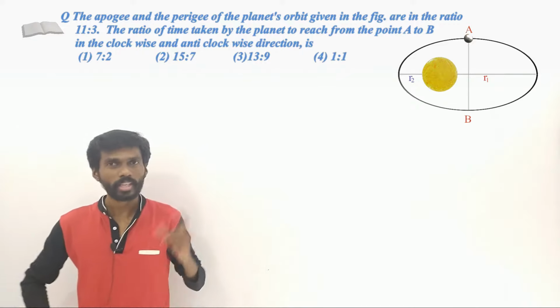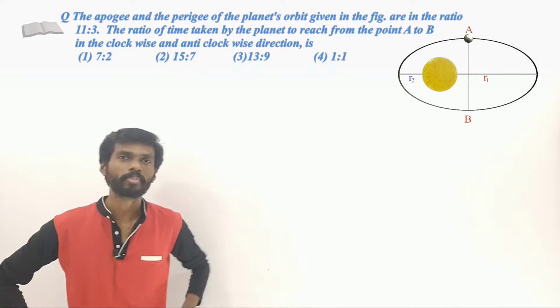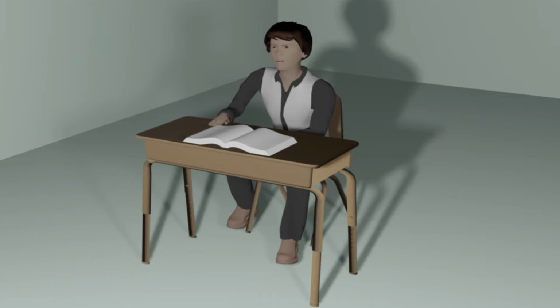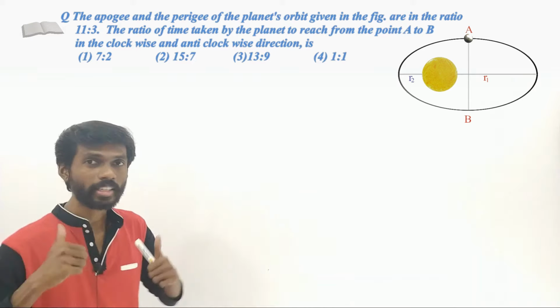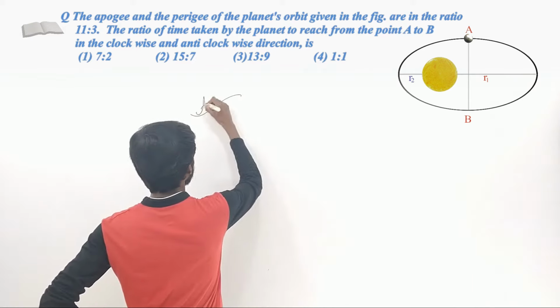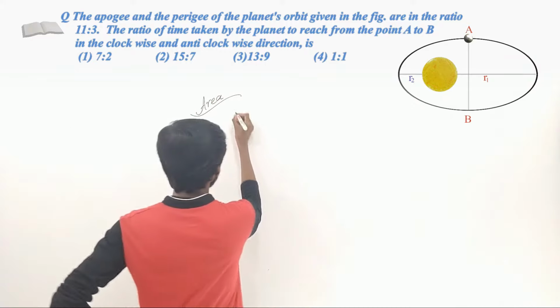But in both cases, it has to cover the same distance. So it will take the same amount of time. That means the answer must be 1:1, right? But the clockwise path is farther from the sun, so it will take more time. Yes, that means we have to use the concept of Kepler's second law, or the law of areas. Alright, so as per the rule, the rate of change of area is a constant.